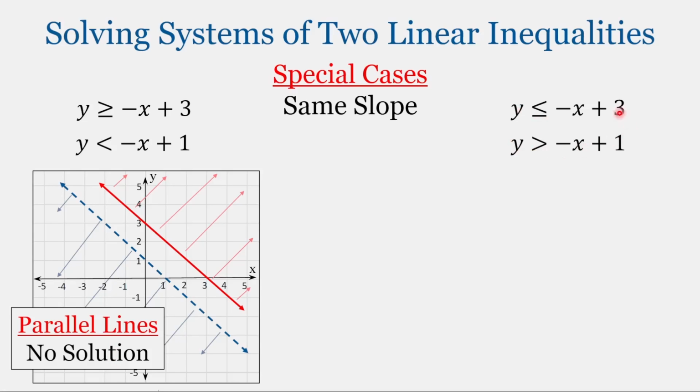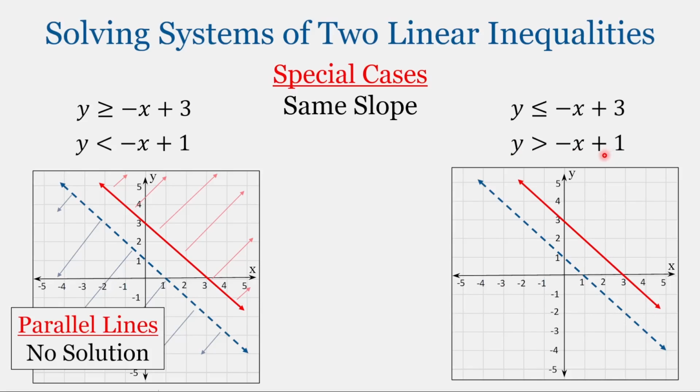Now let's look at very similar inequalities. All I've done is flip the direction of the inequality signs. So we've gone from y greater than or equal to negative x plus 3 to y less than or equal to negative x plus 3. And for the second inequality, we had y less than negative x plus 1, and here we have y greater than negative x plus 1.